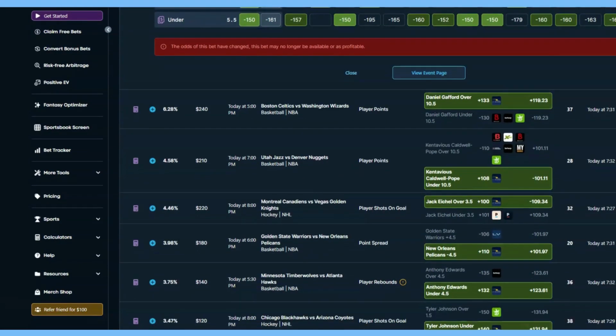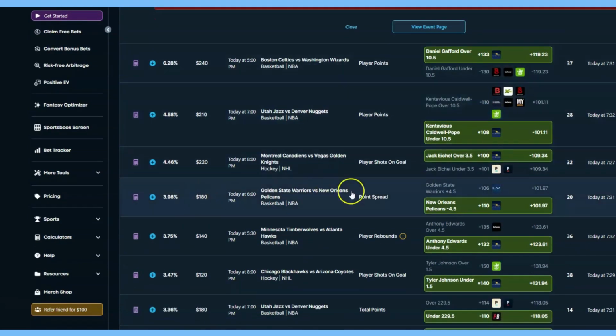You can see there's plenty more here that shows you the market edge. Got in on this a little bit earlier because I really like this market width on a mainline bet, so I went ahead and hit that.